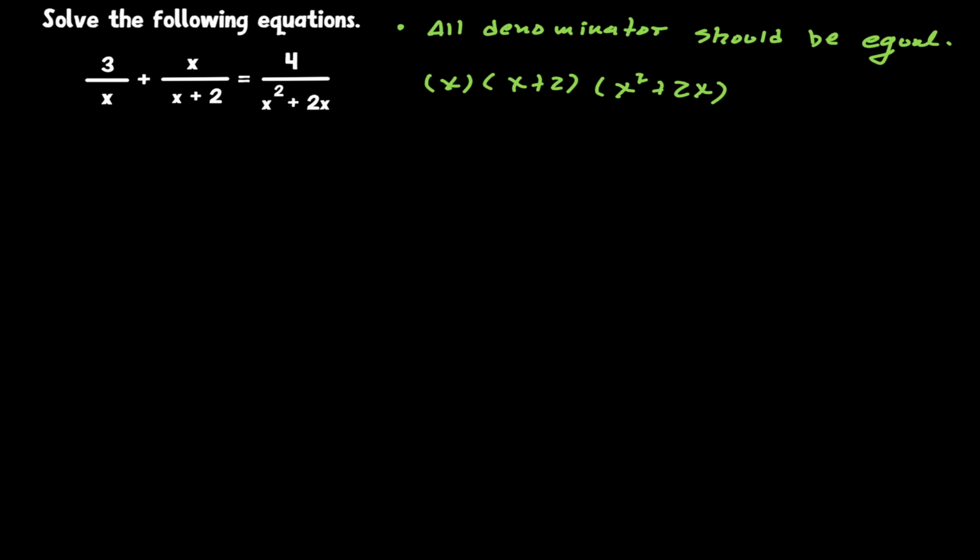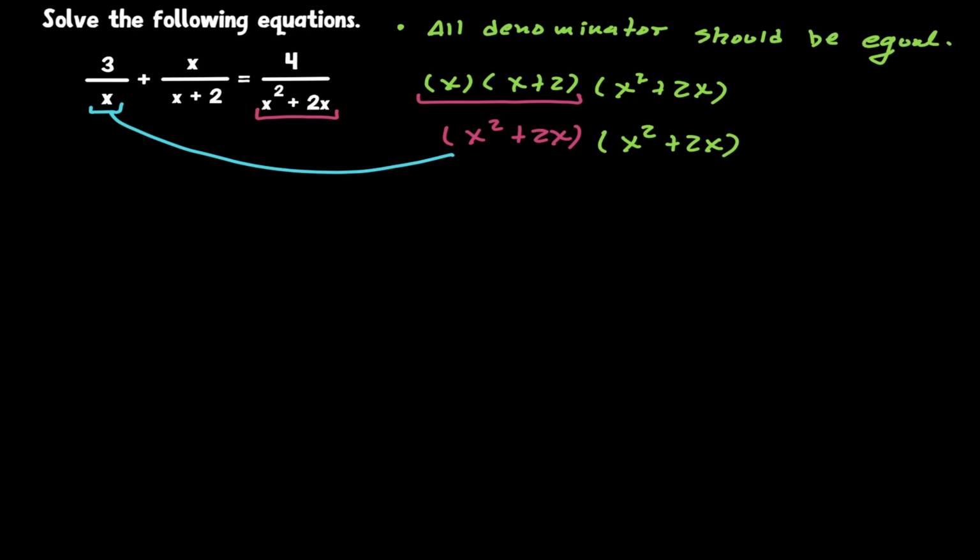But notice, when I multiply just the first two, x times x plus 2, this is going to give us x squared plus 2x, which is the same denominator as we have on the right-hand side. So what we are saying is that this value of x, we can write it as x squared plus 2x by multiplying times x plus 2. And the expression of x plus 2, we can also write it as x squared plus 2x just by multiplying by x. And the right hand side, it's already x squared plus 2x.